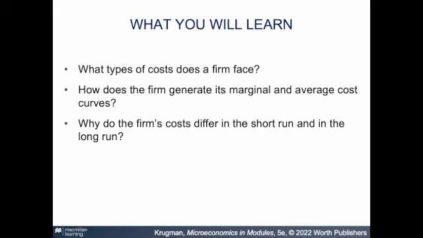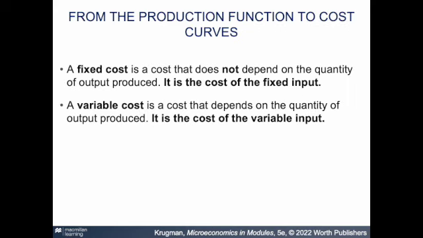From the production function to cost curves. A fixed cost is a cost that does not depend on the quantity of output produced. It is the cost of the fixed input. A variable cost is a cost that depends on the quantity of output produced. It is the cost of the variable input.